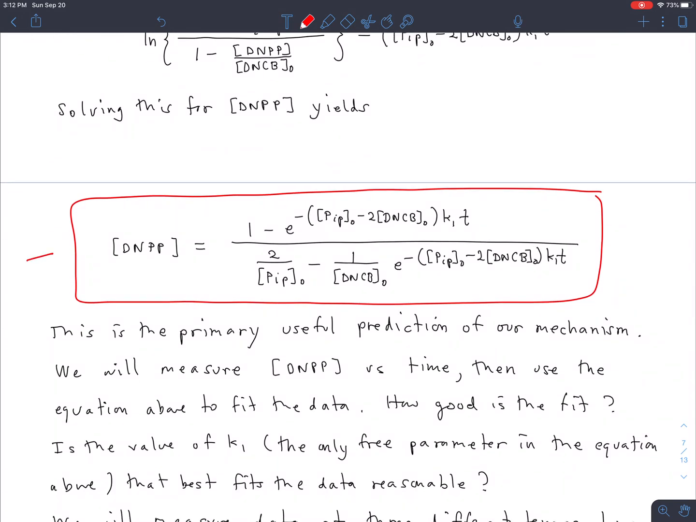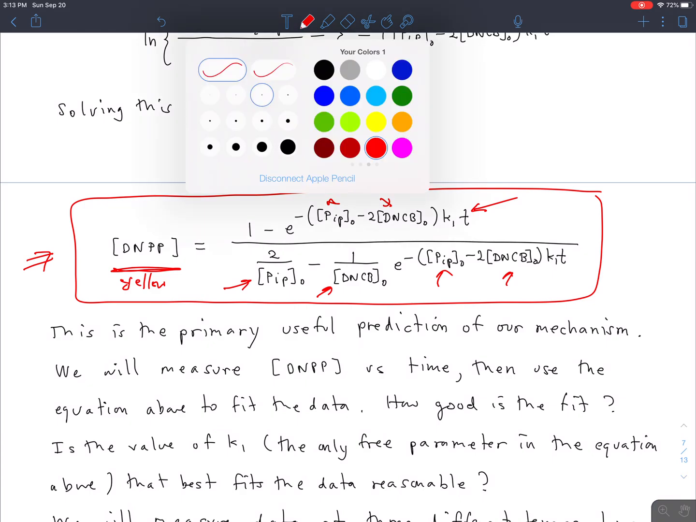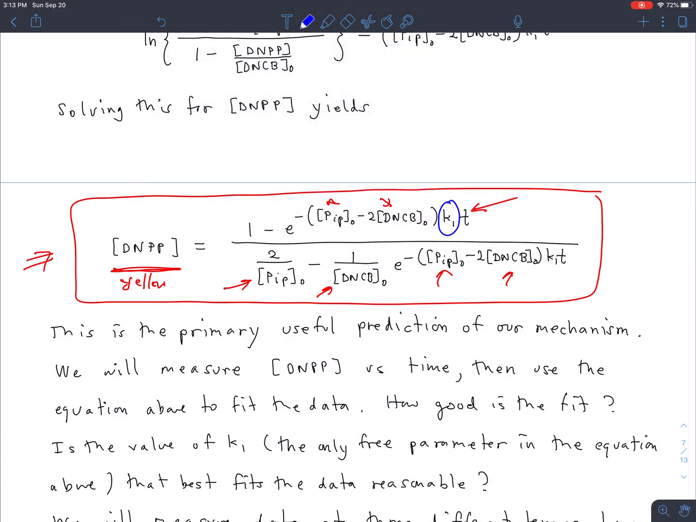Here's the sort of core expression. It gives the DNPP concentration, that's the colored stuff, as a function of time, and as a function of the initial concentrations of the piperidine and the DNCB. You can see those show up in several places in this expression. But those are known quantities. We know those ahead of time from the solutions we mixed. And so the only adjustable parameter in this expression is the rate constant, the slow rate limiting rate constant K1.